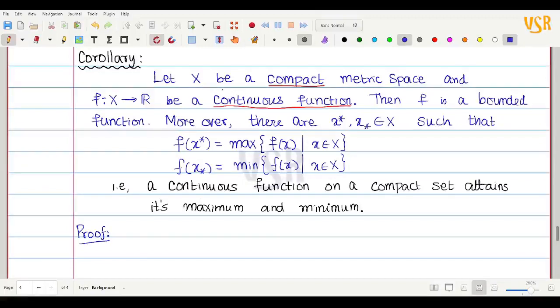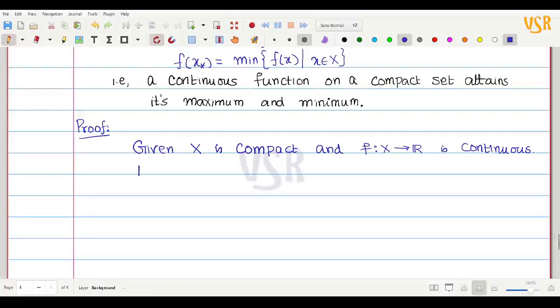What is given? X is a compact metric space, f is a continuous function. So given, X is a compact metric space, X is compact, and f from X to R is continuous. Okay, then by the above theorem, this f of capital X is compact.